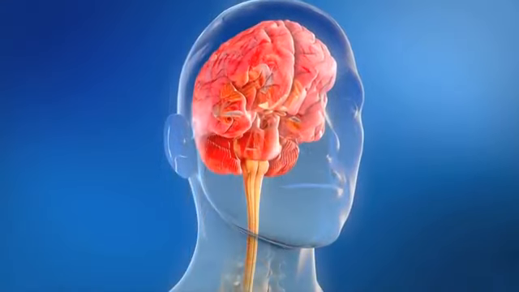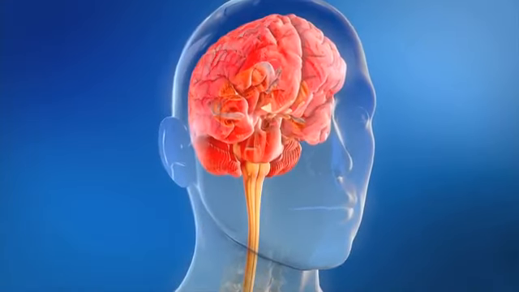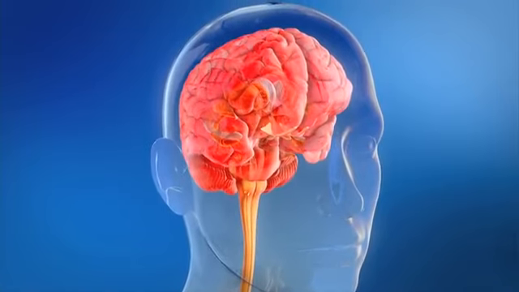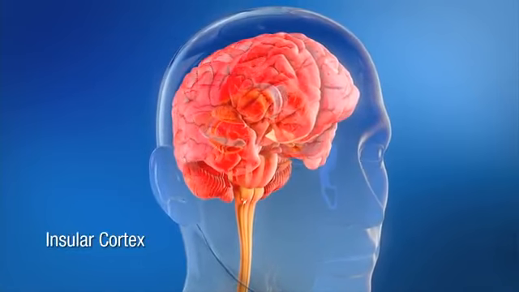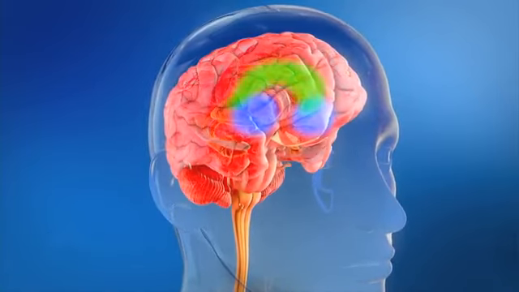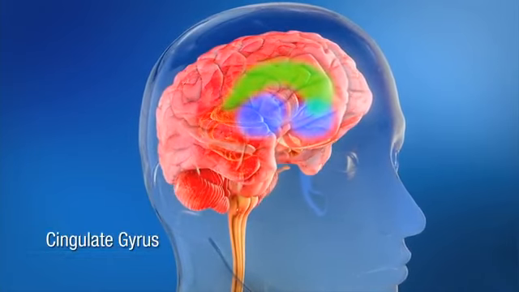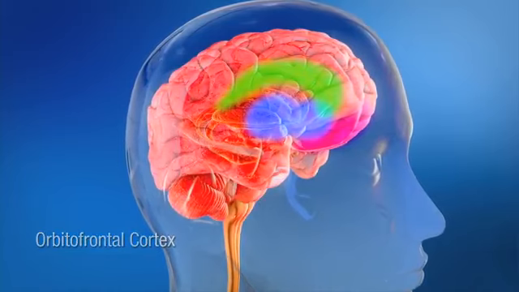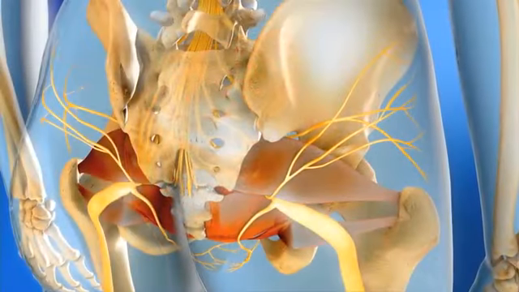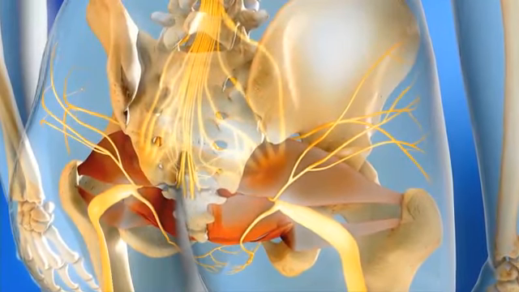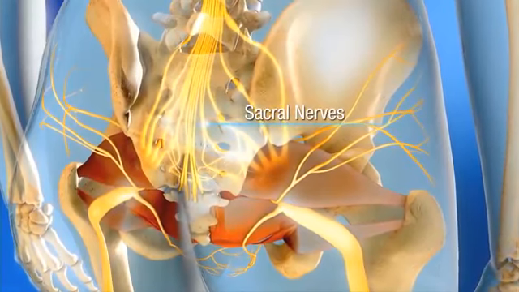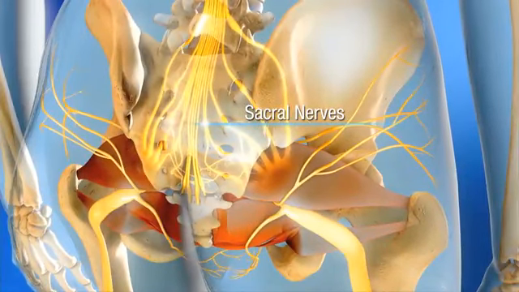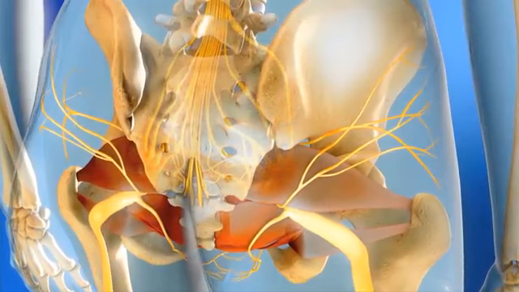In OAB patients, brain activity has shown abnormal responses in areas of the brain believed to be important in recognizing urge and frequency, and decreased activity in areas believed to be crucial to voluntary bladder control. Normal bladder functioning can be restored by influencing the sacral nerves, which convey a portion of the signals between the bladder, pelvic floor, and the brain.